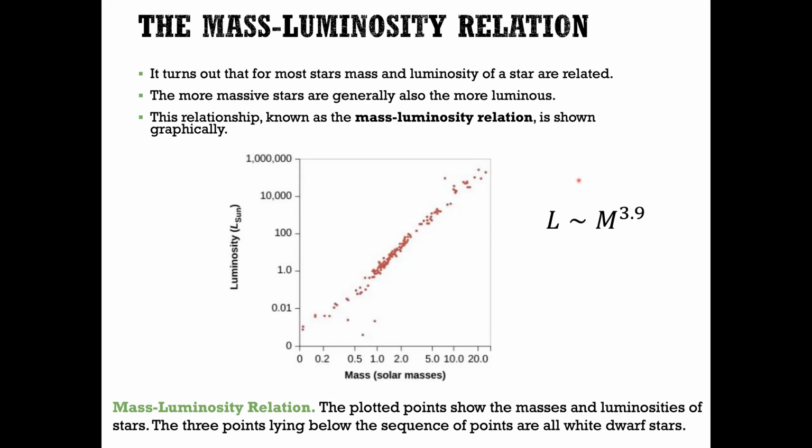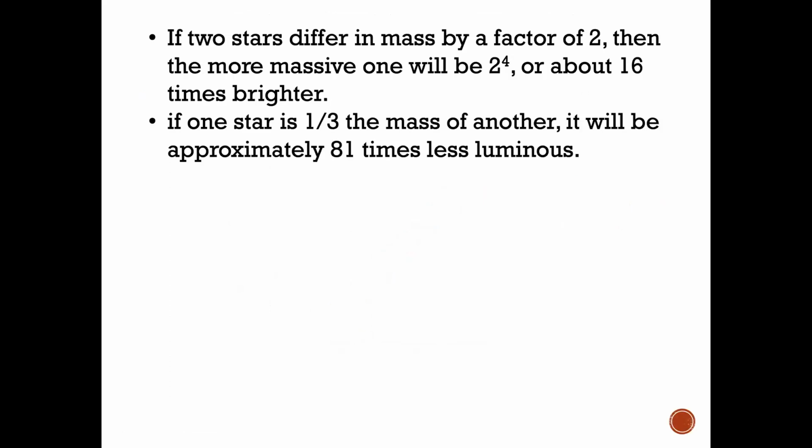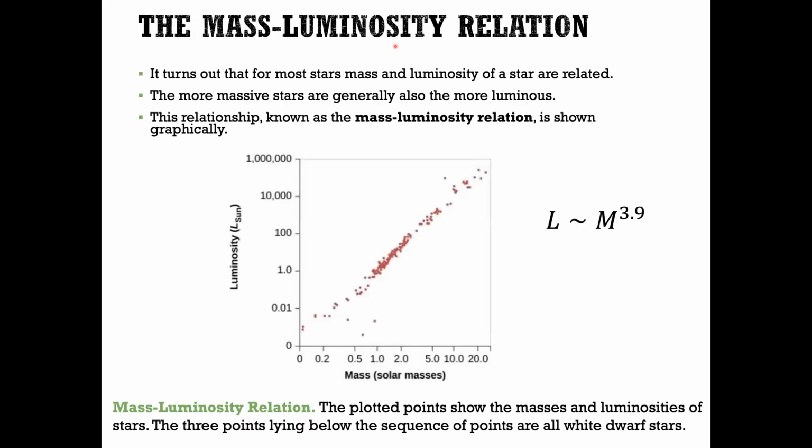Luminosity is approximately equal to the 3.9 power of the mass, or you can also assume it as the fourth power of the mass, right? So what this means is, if I take an example, if you have two stars with a mass difference by a factor of 2, then the massive star will be 16 times brighter. That is 2 to the power 4. You have power 3.9 here, so I approximate it as a power of 4, right?